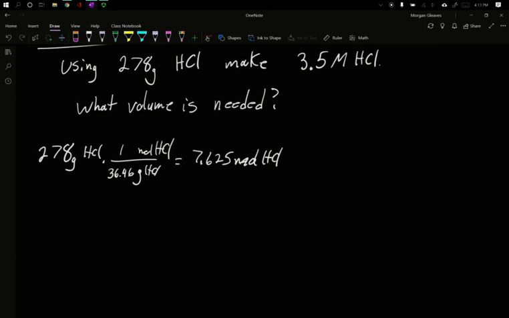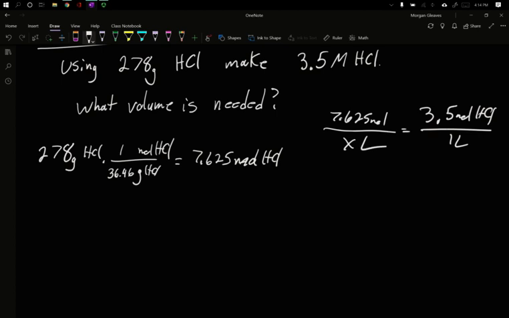So we have the moles of HCl. How do we then convert it into our final concentration? We had wanted that 3.5 moles of HCl in 1 liter. Well, now I have my moles: 7.625 moles in X liters. I need to rearrange to get X on its own. So I have to multiply by 1 liter on both sides so that I can cancel that out on the right. I need to divide by 3.5 moles on both sides so I can cancel those out. And I need to multiply X liters on both sides to move my X over.